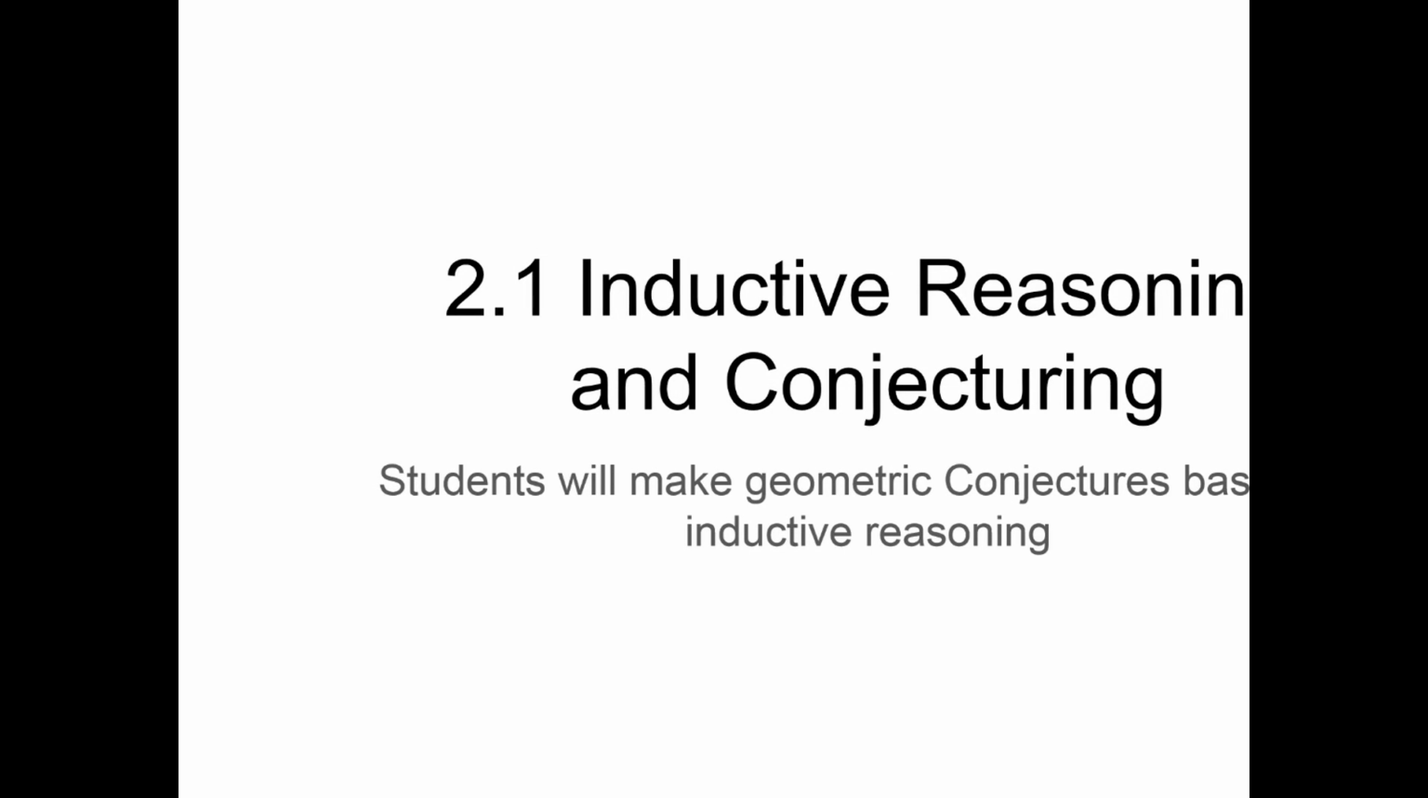This is the start of a new unit. We're going to be learning about proofs, and we start with this section 2.1. Students will make geometric conjectures based on inductive reasoning.